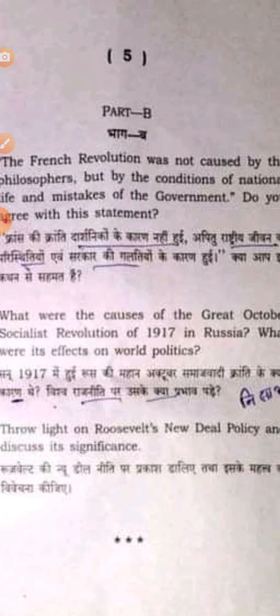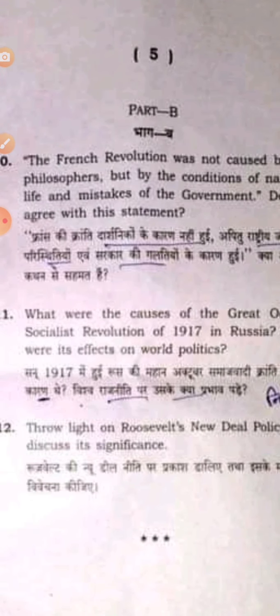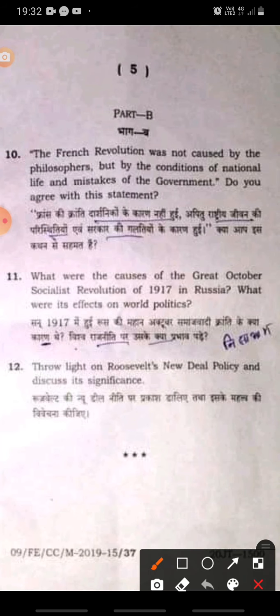10th question: the French Revolution was not caused by philosophers but by the conditions of national life and mistakes of government. Statement, inverted commas closed. Do you agree with this statement? So this question is about the French Revolution. If you go through it directly, it is about the causes of the French Revolution.